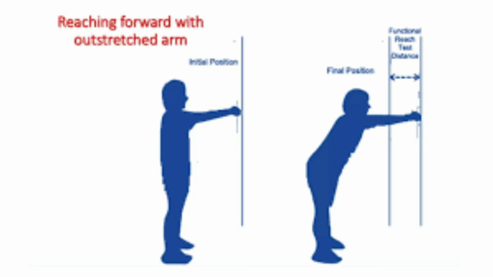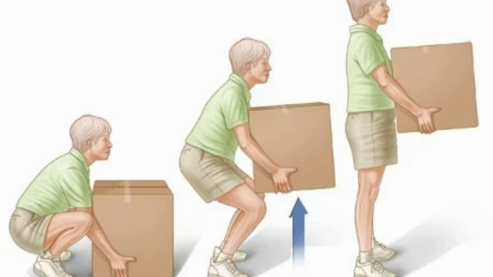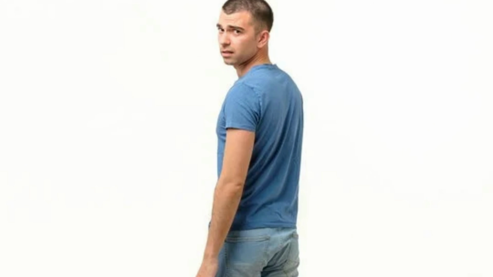Eighth is reaching forward with outstretched arm. Ask the person to reach forward as far as they can without losing balance, and measure the distance and observe control. Ninth is retrieving object from the floor. Ask the patient to pick up a shoe from the floor in front of them and look for bending technique and balance of the patient.